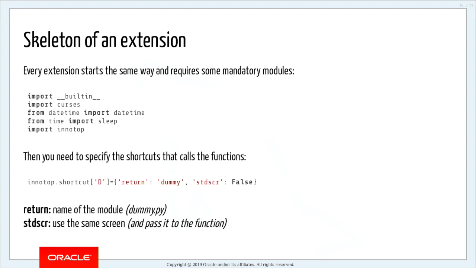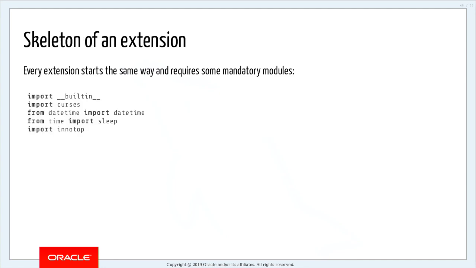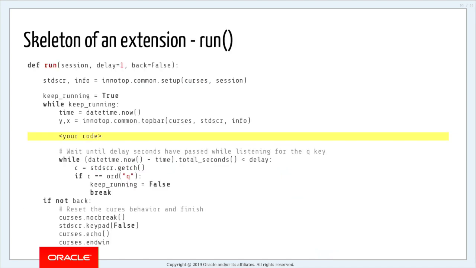So return is the name of the module, so it will return dummy, and if you have dummy.py, it will call it. And here, you say if you want to have the same screen where the function is running, or if you want a new screen for it. And then this is how the extension works. This is standard for all functions, and your code is just here. So there you put all the Python code you want, and you will see everything there, right?